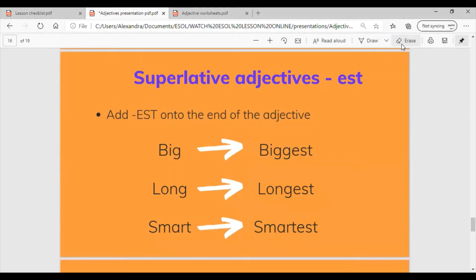So next we have a superlative adjective. And so for this, we add the est onto the end of an adjective. So we have the same root words here, big, long, and smart. And we've added the est onto the end. So big, long, and smart have become biggest, longest, and smartest. Okay, so by the est, we mean something that is the most. So you would say, that is the biggest cake I've ever eaten, which would mean that it was the most, rather than just big, which could be comparatively a smaller size.